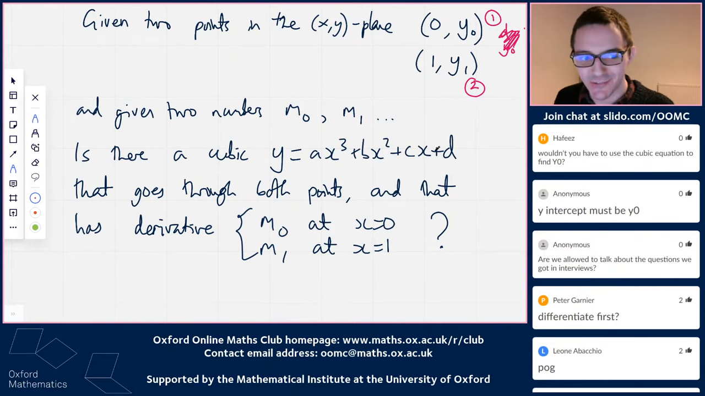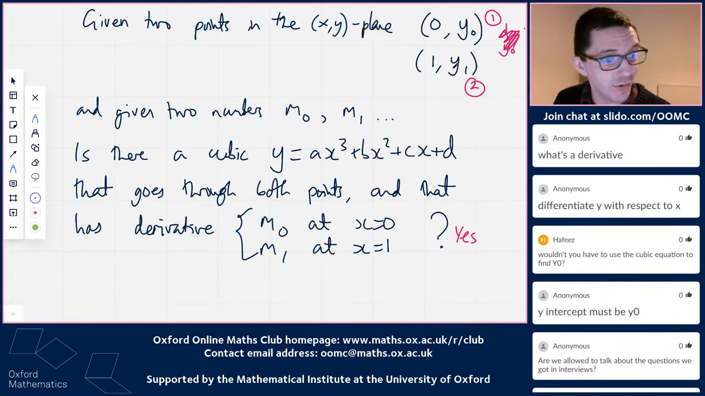We're going to try and solve for this cubic. And by the way, the answer is yes. There is a cubic and you can solve for it. So we send it through the point 1, y1, then we get another condition on the coefficients. So we get a plus b plus c plus d is equal to y1.